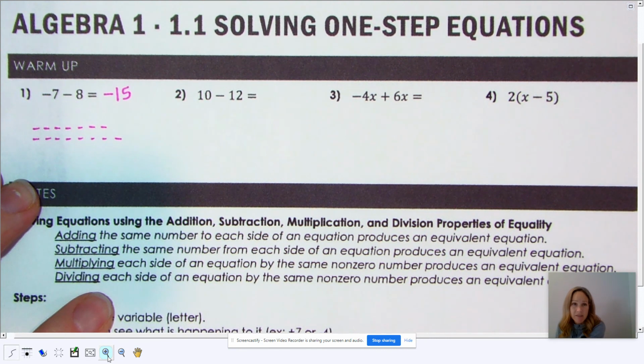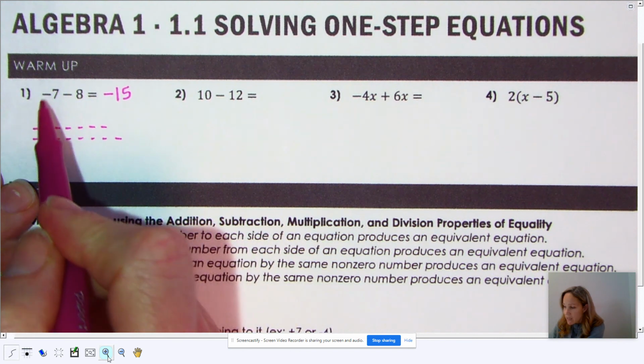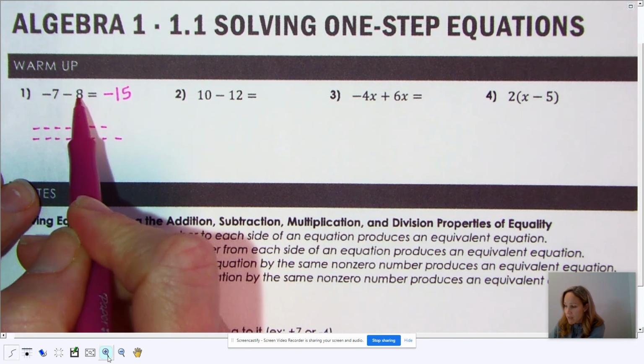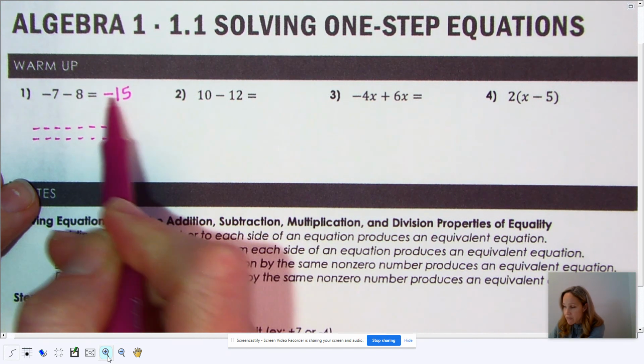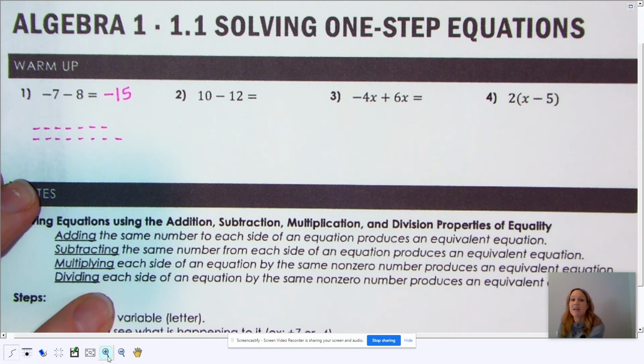Another way to think about positives and negatives is to think the positive team doesn't have any points on the board. The negative team scored 7, the negative team scored 8. So altogether, the negative team has 15 points.